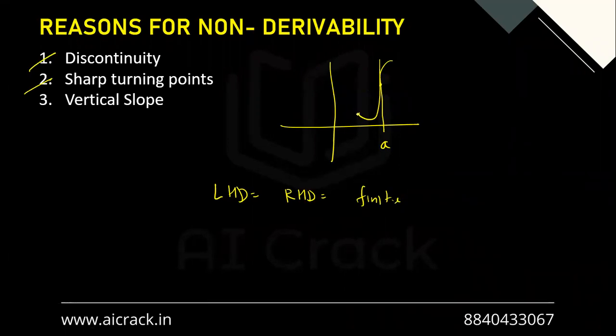And when we find out the limit, actually when the limit is infinite, we cannot really define it. So the limit has to be some finite value. And so is the case for slope. Slope has to be some finite value. And that's why in case of vertical slope, we say that the function is not derivable.